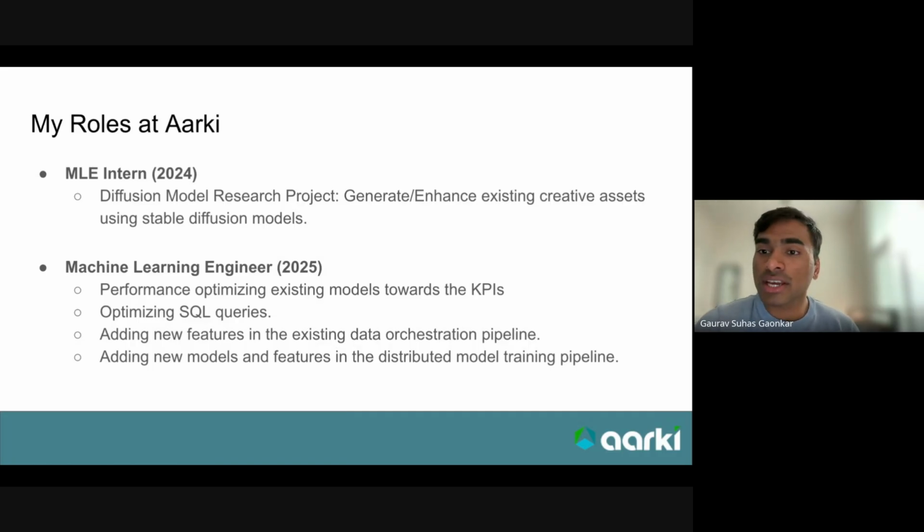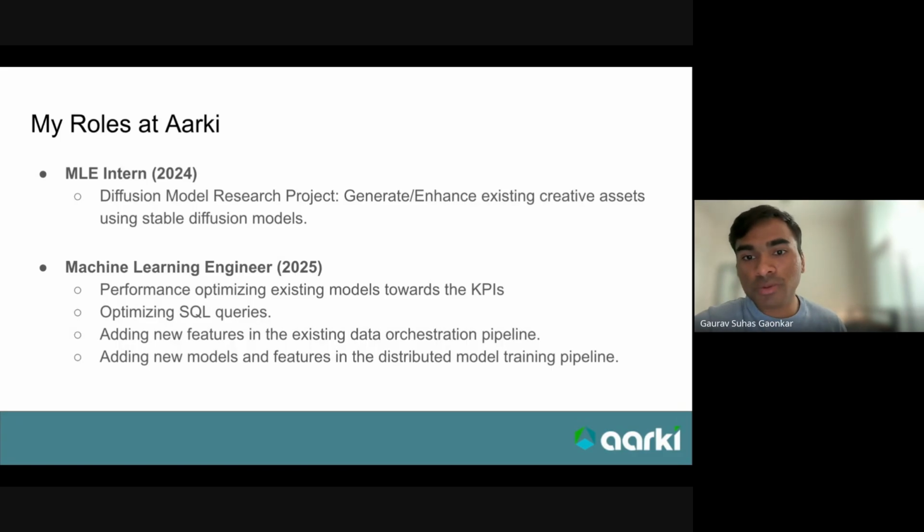It was to generate or enhance the existing creative assets. These are basically the ads that you see on your mobile phones. Using diffusion models, we were supposed to enhance these using stable diffusion. After successfully delivering that project, I got an opportunity to work in their full-time core ML team.